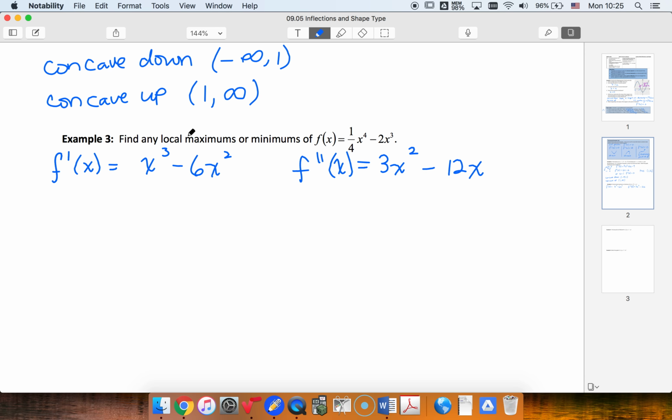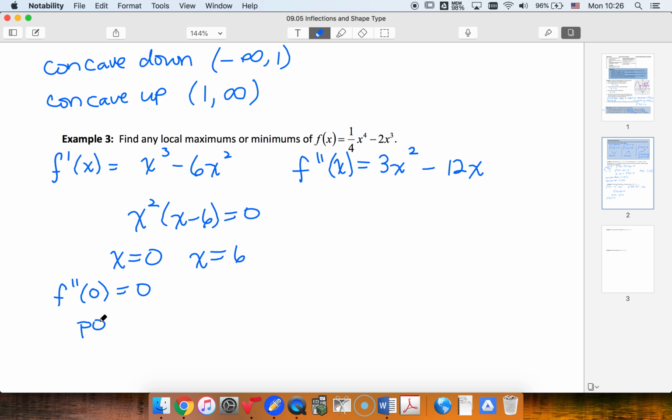And then I'm going to set this one equal to 0. So I'm going to have x squared times (x minus 6) equals 0. So I know that I'm going to have potential maxes and mins at x is 0 or x is 6. I know that the second derivative at 0 is going to be 0. So this tells me that's a point of inflection.